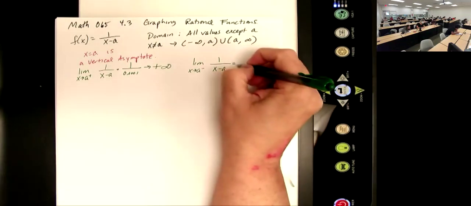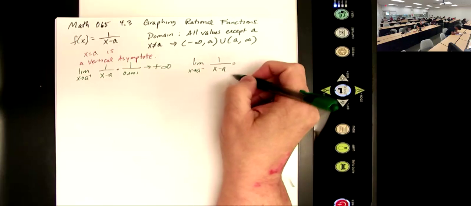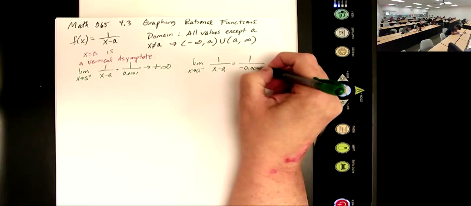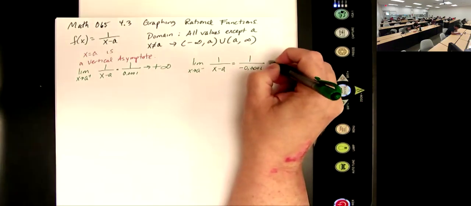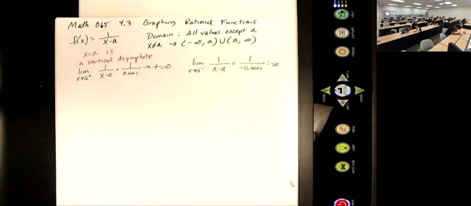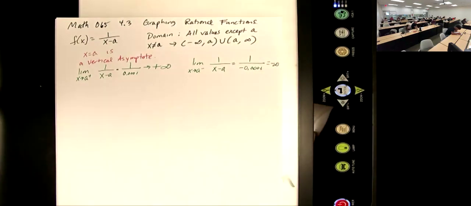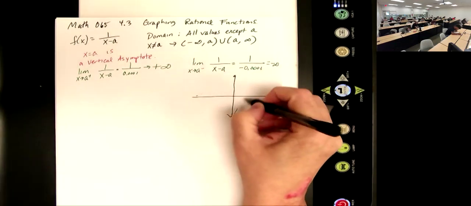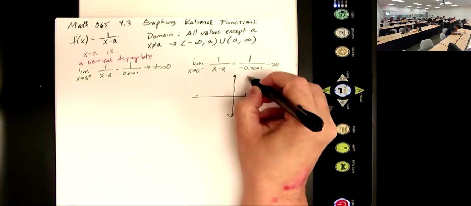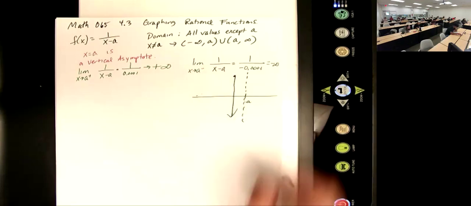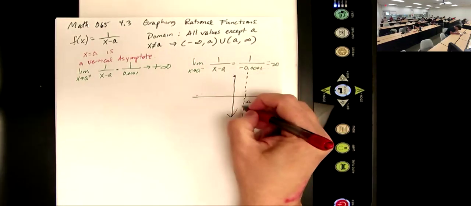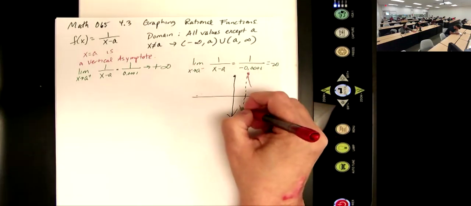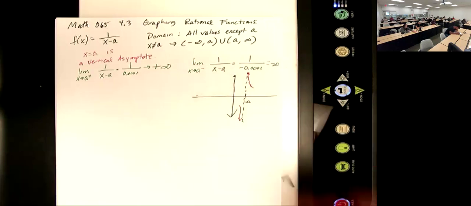If we approach from the left, a minus is a little less than a, so the denominator should be negative, and we're going towards negative infinity. So approaching from the right, we said we're going up to positive infinity. And we approach from the left, we're going down to negative infinity, so we can see that.